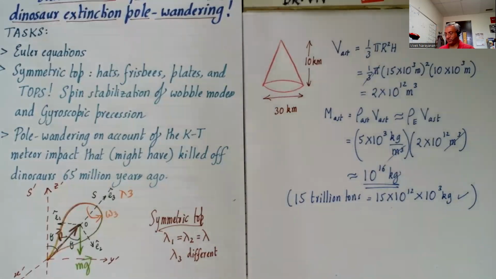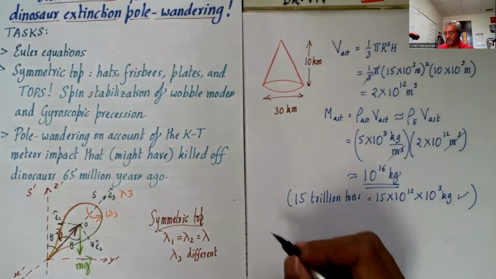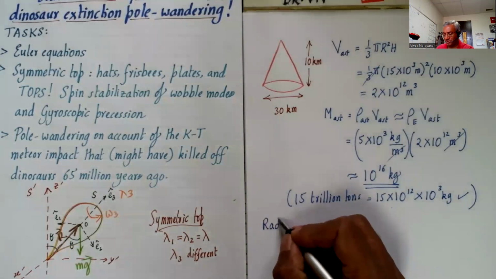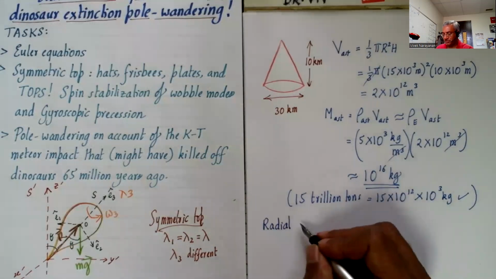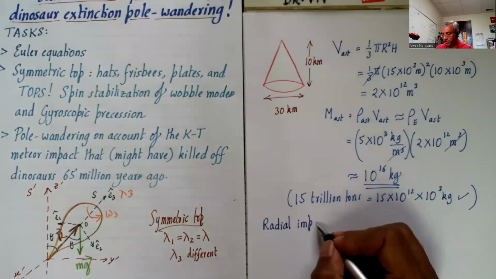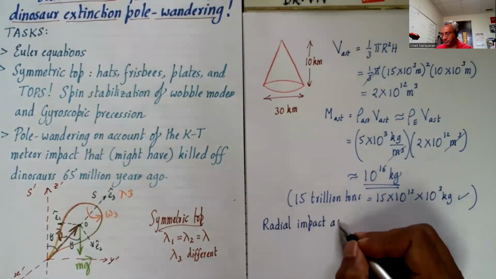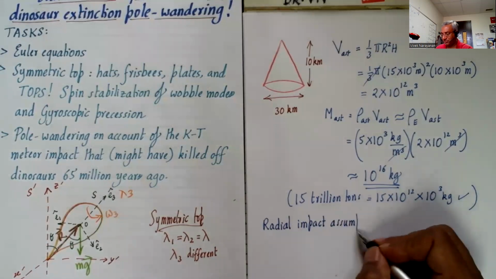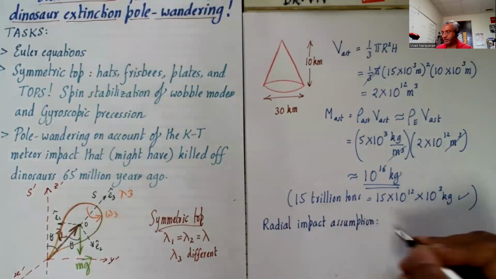So when you do that, then you lose all the torques. That's the beauty of that assumption. So radial impact means there's no torque. I don't want to mess with torque. So already you can see that this assumption is an important assumption.